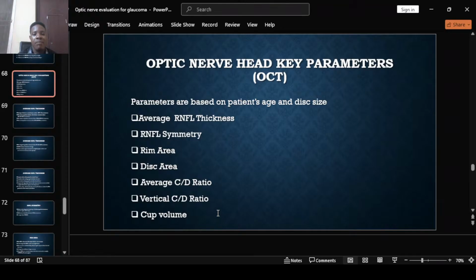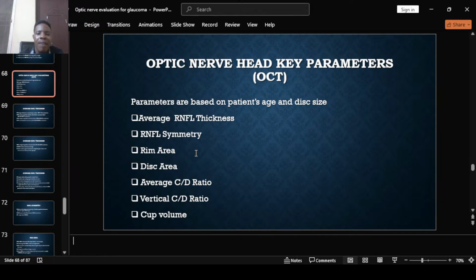This is the last part of what we are doing, and I'm sure to dot all the i's and cross all the t's. Today we are looking at optic nerve head key parameters in OCT. If you followed part 1 and part 2, we've talked about the ophthalmoscopic assessment, and in part 3 now we want to focus more on OCT in optic nerve head assessment.